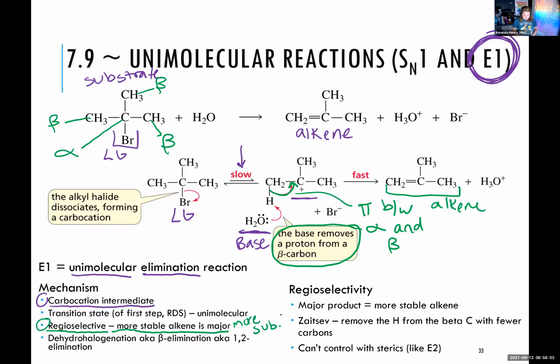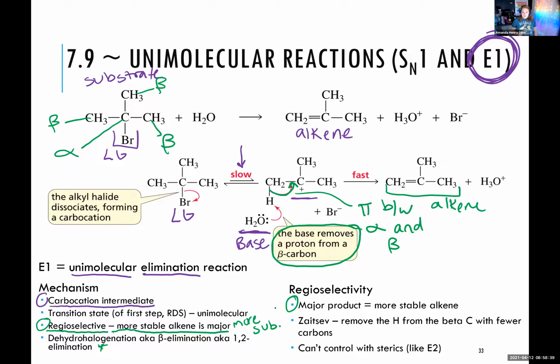That last bullet point down here are just some of the other names that this reaction gets. Dehydrohalogenation, because we're removing a hydrogen and a halogen. Beta elimination, because we're removing something from that beta carbon as well. And 1,2 elimination, because the alpha and the beta carbons are right next to each other. So the 1 and the 2. E1 is definitely the more common, but if you're looking for other resources online, those might be some names that you use.